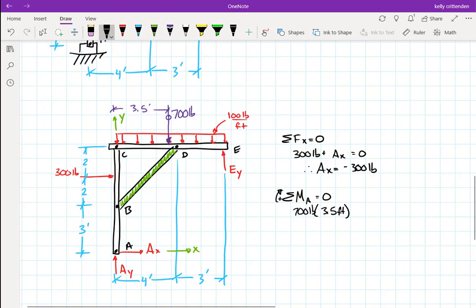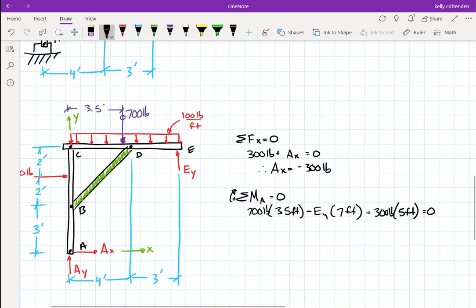I've got EY, and I've said that clockwise moments are positive in this equation, so EY is going to create a negative, and it's 7 feet over. And then I've got the 300 pounds, which is going to go clockwise, so positive 300 pounds. It is a total of 5 feet. I didn't put all my little feet symbols on there. All right. Those have to add to 0, so equals 0.